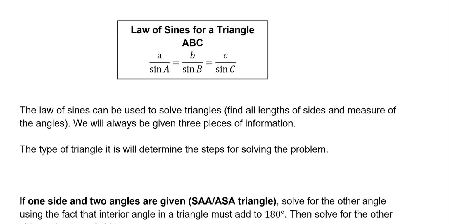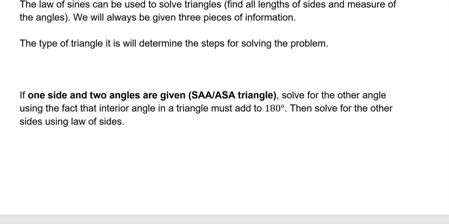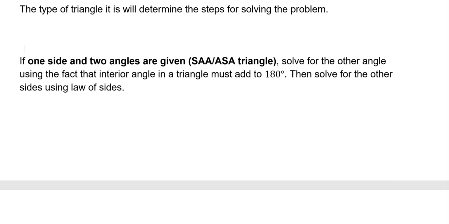The tricky part when we're trying to solve a triangle and solve for all of the sides and all of the angles is that the type of triangle is going to tell us the steps we need to perform in order to solve for the missing pieces. So we're going to go through three techniques for this section and how we're going to solve these triangles.